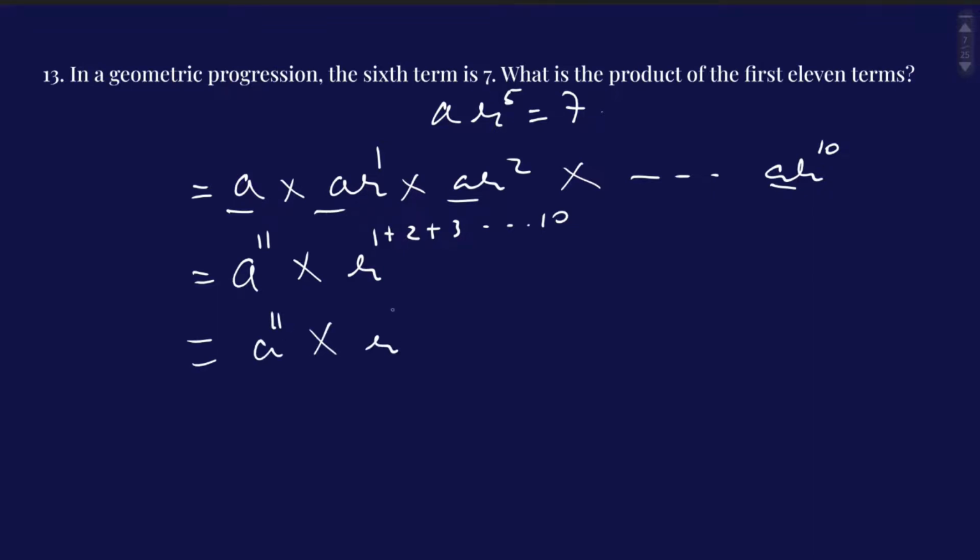to the power 55. Okay, so we can take 5 out in the power, so it is going to be a into r to the power 5. Okay, we can take 11 out, 11 is common to both. So if we take 11 out common, this is going to be a into r to the power 5, whole to the power 11, and we are given this as 7. So it will be nothing but 7 to the power 11, and that is our answer.